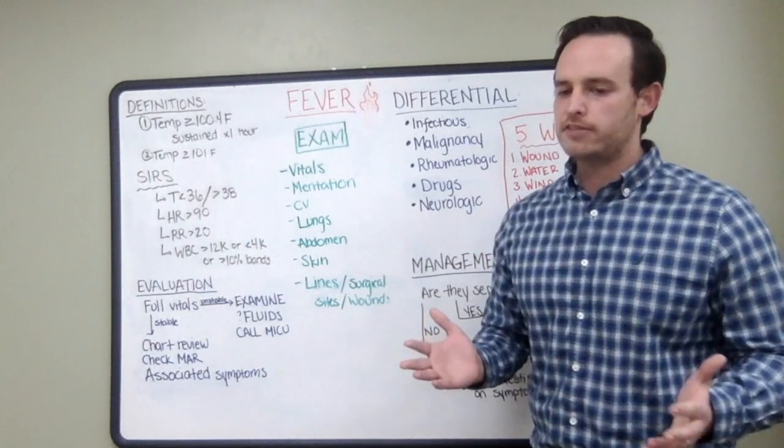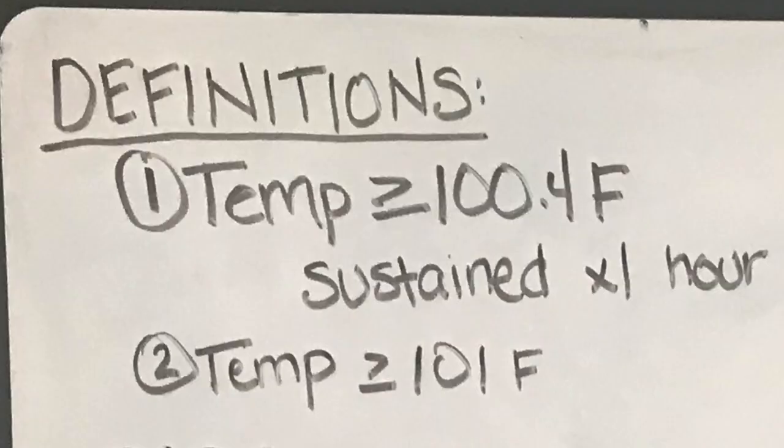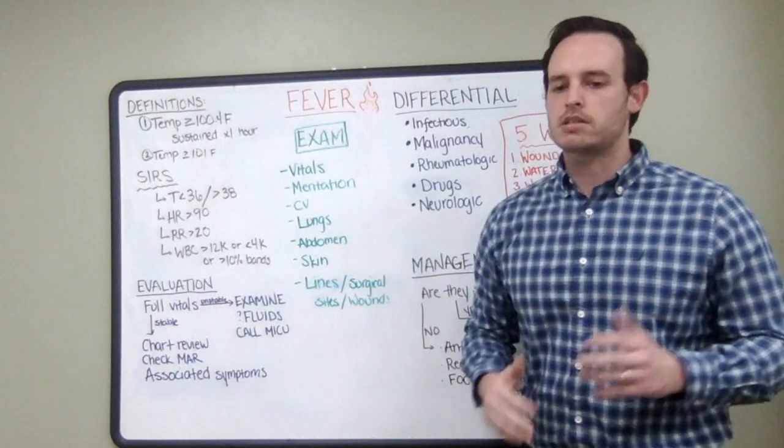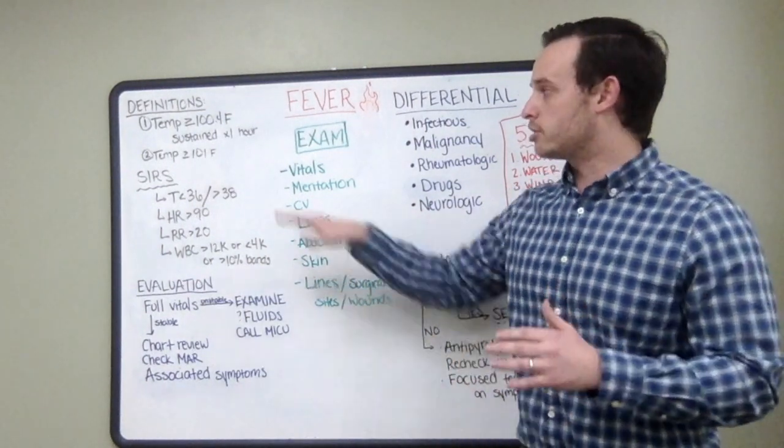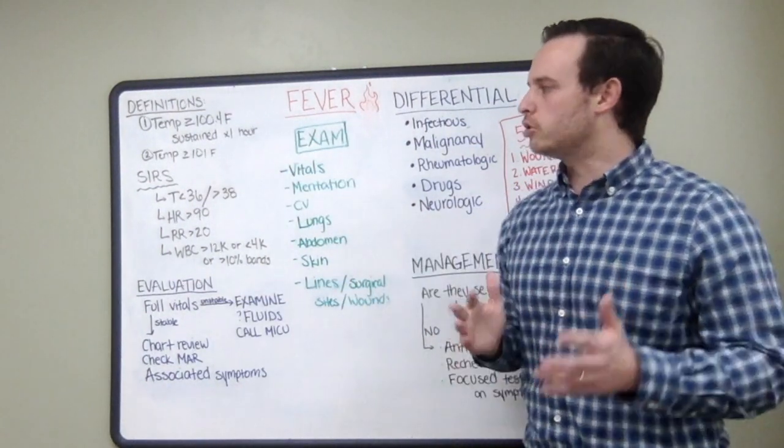So the basic definitions for fever are going to be a temp of 101, or a temp of 100.4 sustained for over an hour. Now, technically, this is the neutropenic definition of a fever. Some institutions follow this for all, some limit it just to the 101. But those are loose definitions to think of.